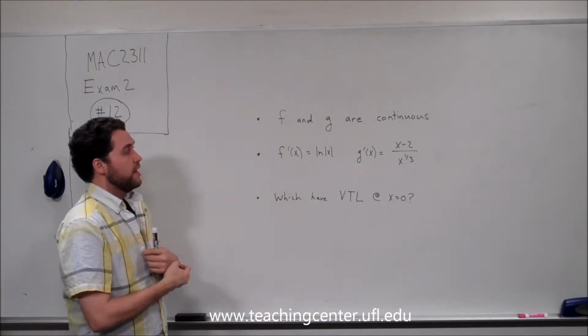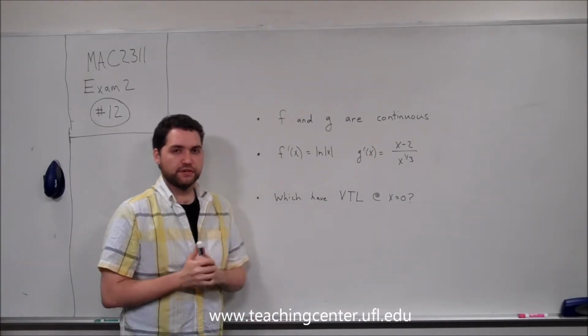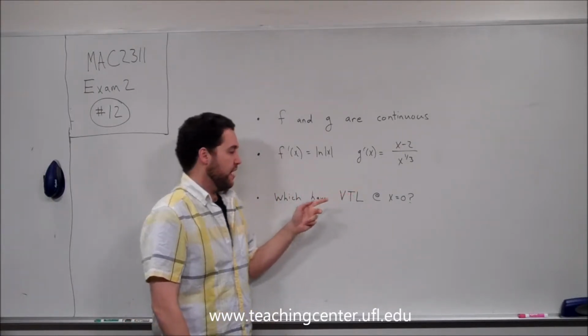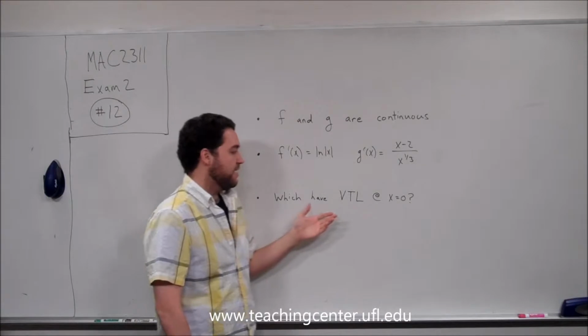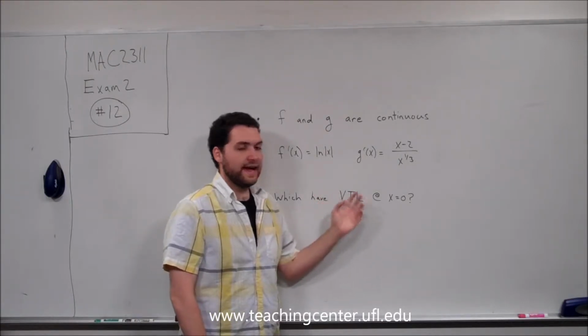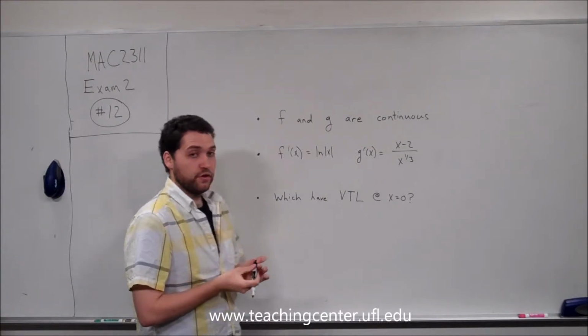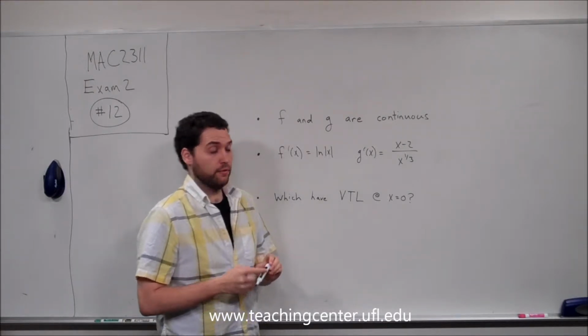In this problem, they tell you that f and g are continuous functions. They give you the derivative of f and the derivative of g, and then they want to know which of them have a vertical tangent line at 0. Your choices are f, g, neither, or both.